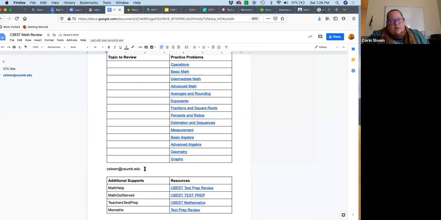I know that we're essentially doing distance learning, but it's really easy to set up a Zoom session. So if, as you're doing CBEST prep, you think, I just want some extra math help, or I need clarification on this problem, it's really easy to set up a 10 or 15-minute Zoom session if going through a specific type of problem would be helpful for you. So please know that resources are available.